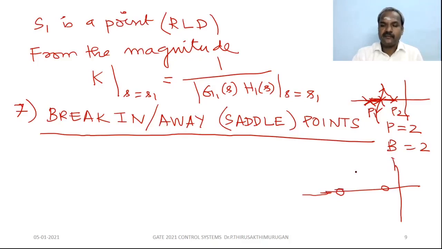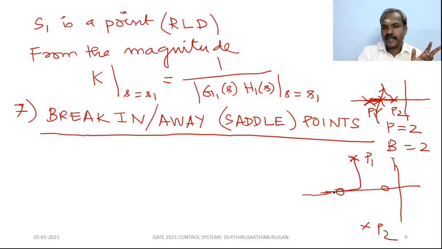Say somewhere here a complex pole is there, one complex pole, and another complex pole somewhere here. So there are two poles, either complex or real, that is immaterial. So two branches are there. Say this is P1, this is P2. One pole starts from here and ends at 0. Two zeros are there, so when two zeros are there, one branch comes here and enters into a point.